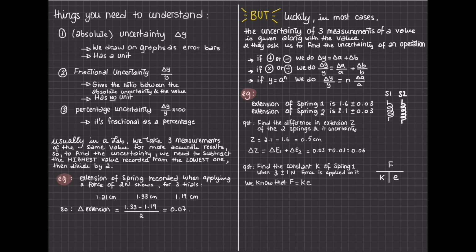So we know that F is equals to K times E. That's because force is equals to the constant spring multiplied by the extension. To find K, we divide the force by the extension. So as a math operation, we just do 3 divided by 1.6, and that will give you 1.875.